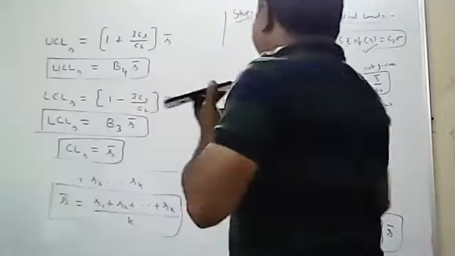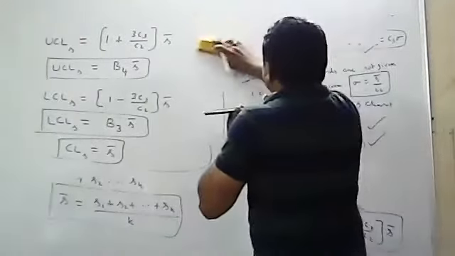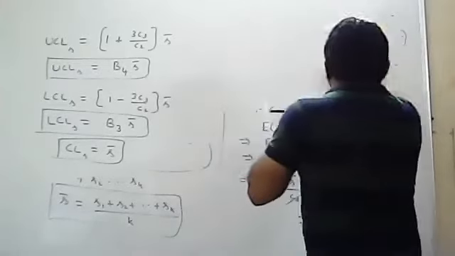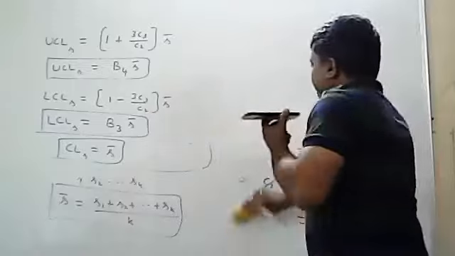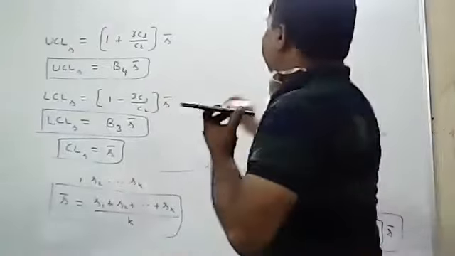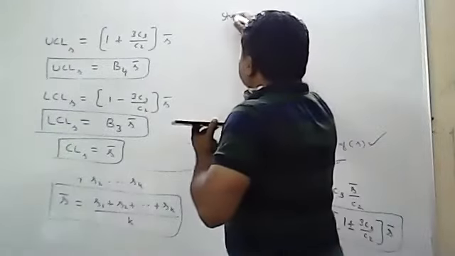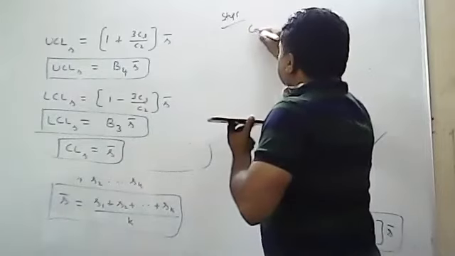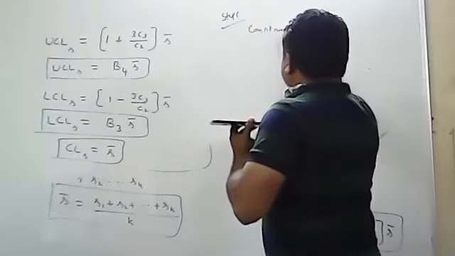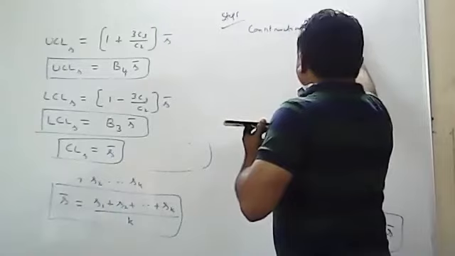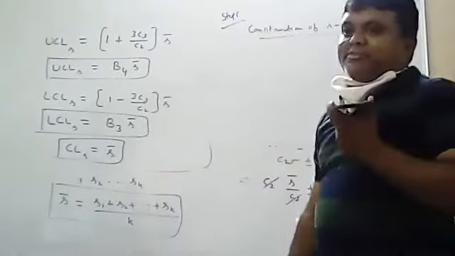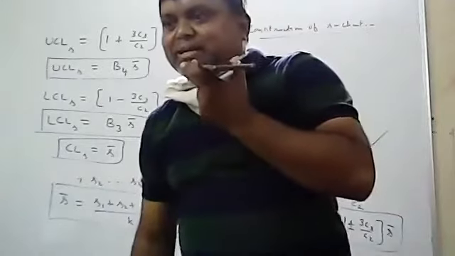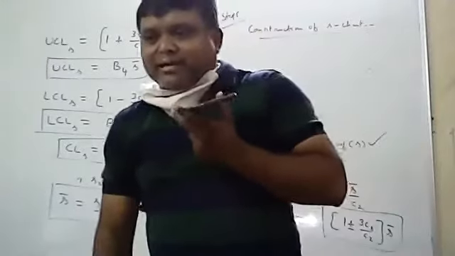Next step is construction of S chart. It is same as mean chart and range chart, which you have already done. So step number 5 is construction of S chart. Construction of S chart means now I know UCL, LCL, CL, so now I can draw the control chart.